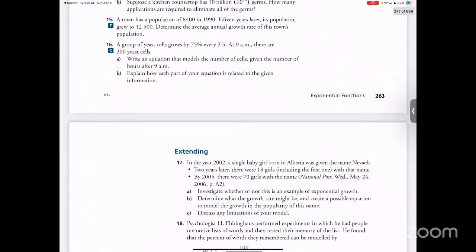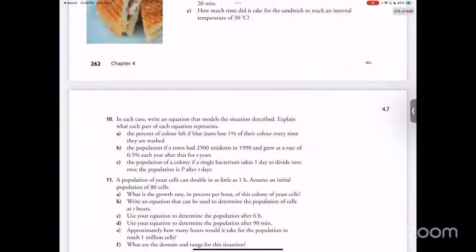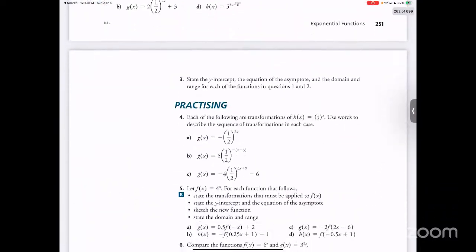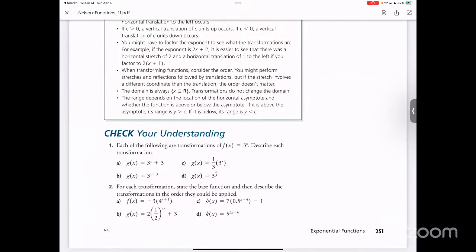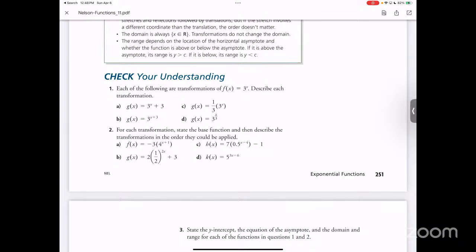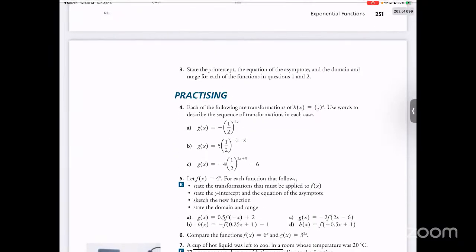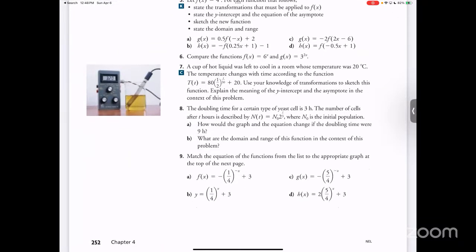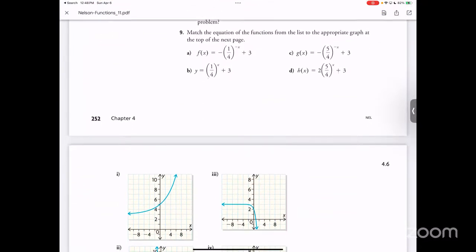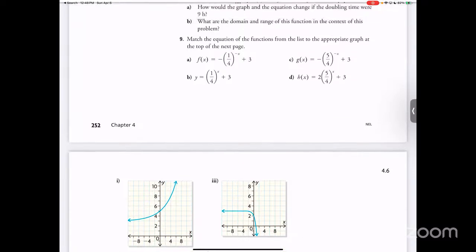Oh, that looks like an application. Oh yeah, so that's an application. We'll come back. 4.6 is pretty straightforward. For each of the following, describe the transformation. For each transformation, state the base function and describe the transformation. And match the equation of the function to the list of appropriate graphs. So you need to check. The best way to check this type of question, look at number 9. So number 9, how do I answer number 9?